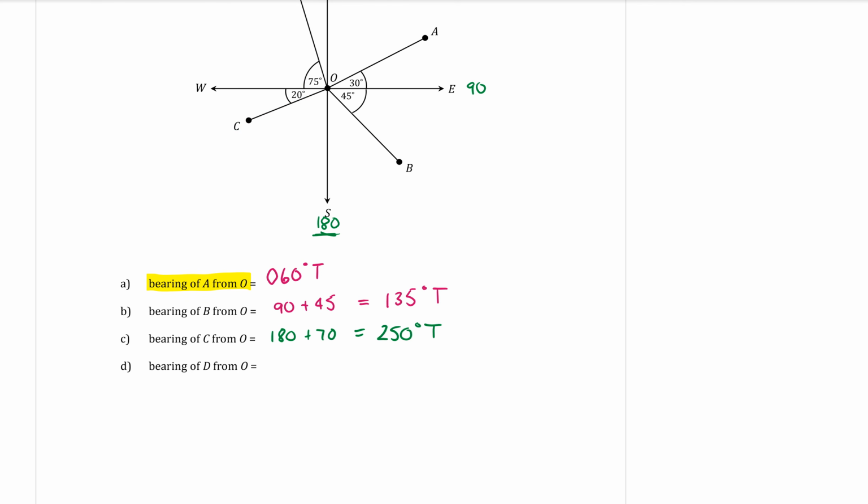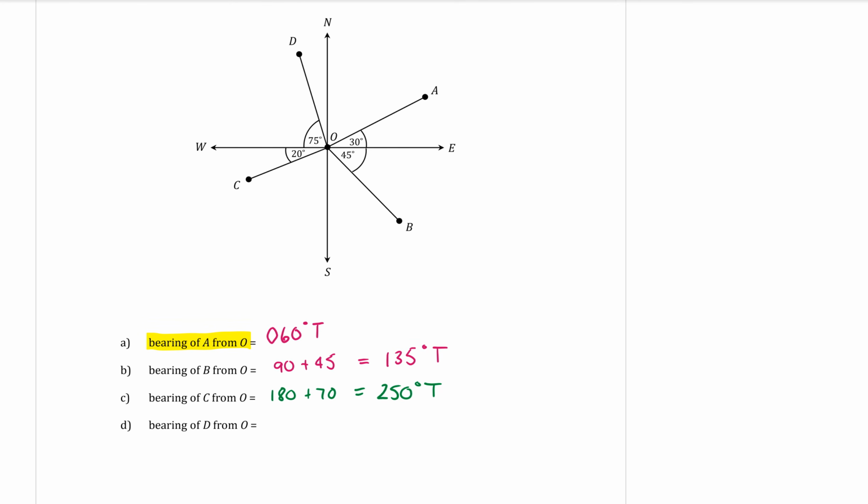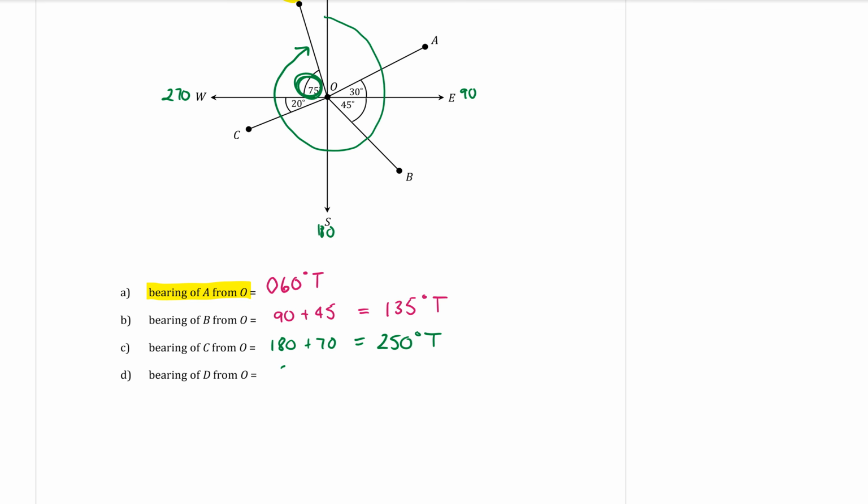One more to go. This time we want the bearing of D from O. So, like we always do, from the top all the way around to there is the angle that we want. So we have 90 degrees, 180 degrees, 270 degrees to get to there, plus this extra 75. So it's 270 plus the 75 is equal to 345 degrees T. All right, good.